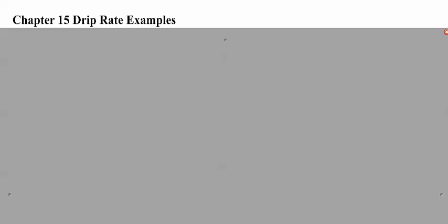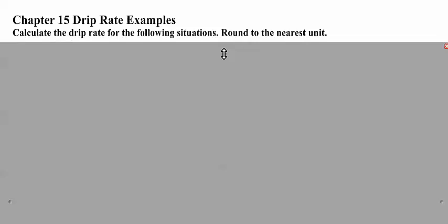Now these are video solutions to the Chapter 15 examples. There are 8 examples on the worksheet, and we will work our way through each of them. So the directions say calculate the drip rate for the following situations, round to the nearest unit. When we calculate drip rate, it is very important that if you're a nurse and you have a watch and you're counting the drops in the drip chamber, you only can count full drops. So we have to round our answer to the nearest whole number or the nearest unit. So do not leave fractions or decimals in these answers.